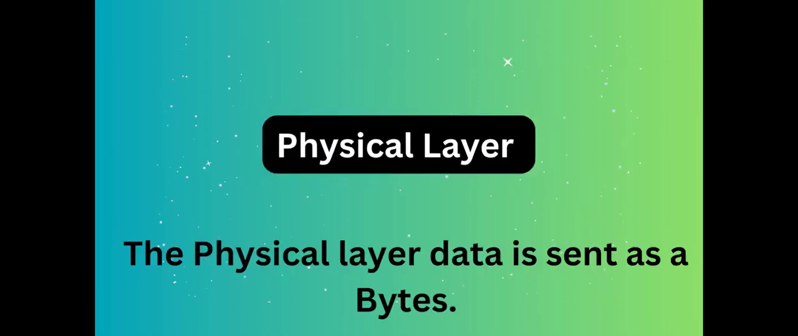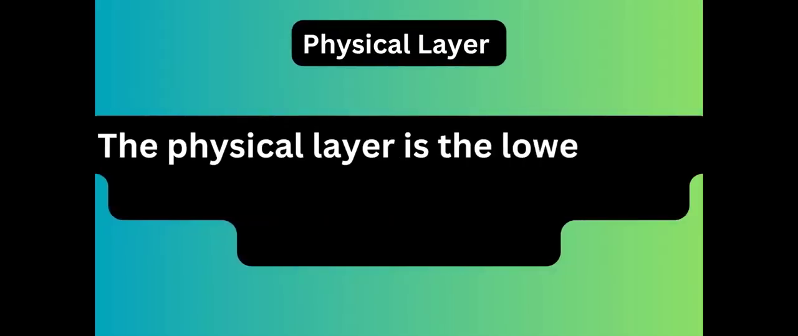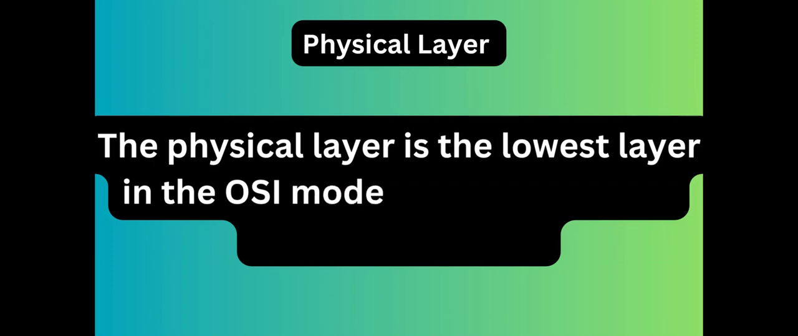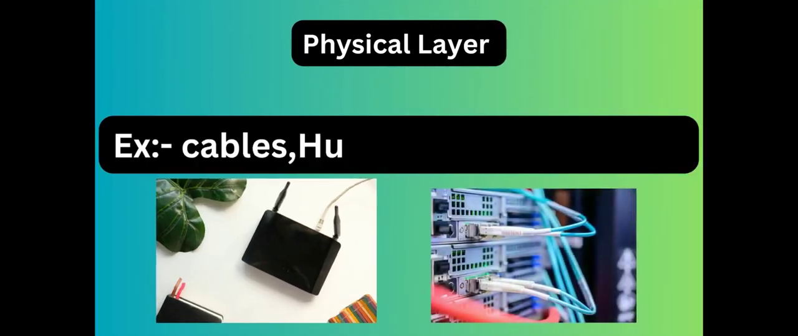Physical layer. The physical layer is the lowest layer in the OSI model. This layer deals with the physical transmission of data over a network. It defines the physical characteristics of the transmission medium, such as cables, hub, bridge, etc.